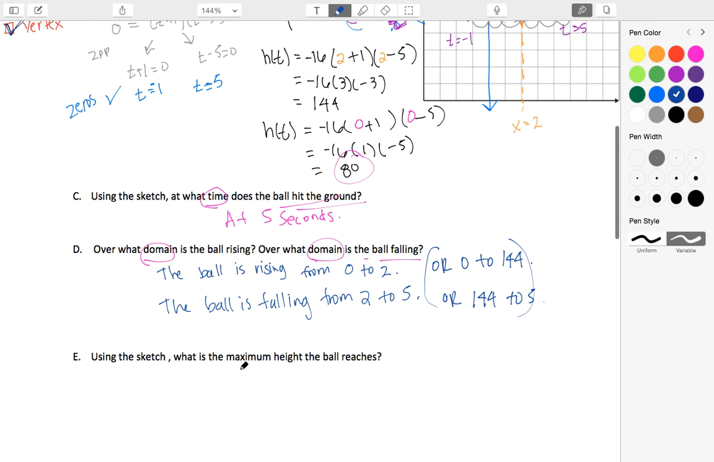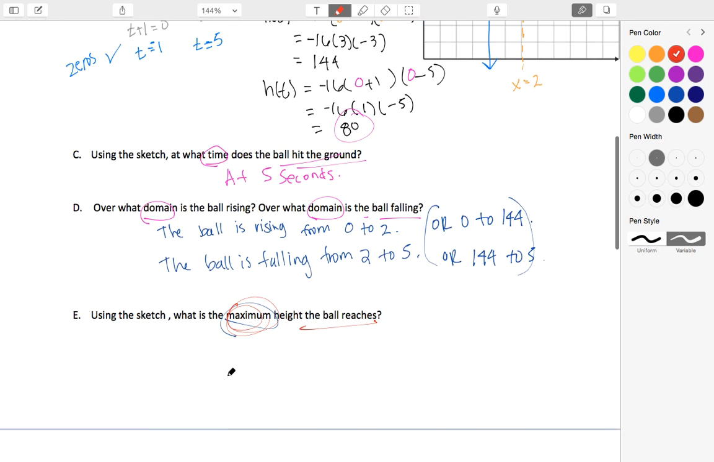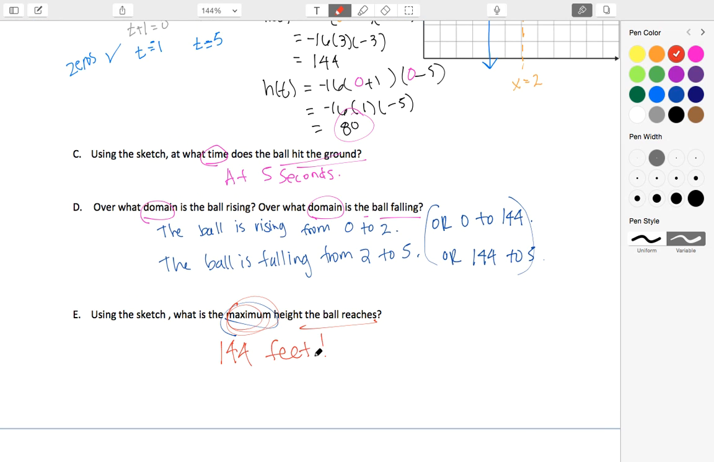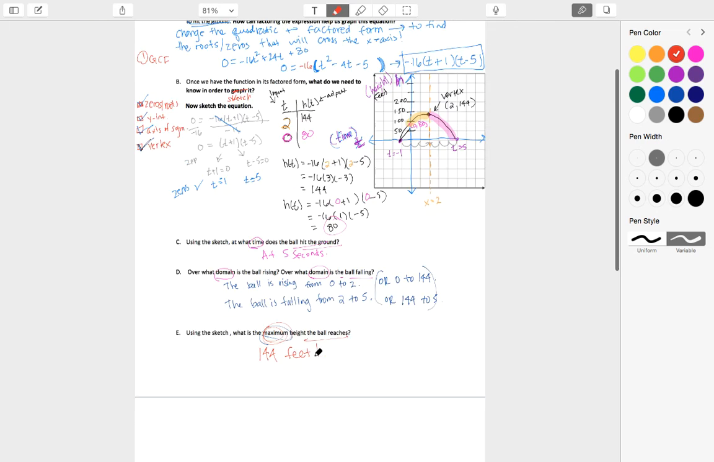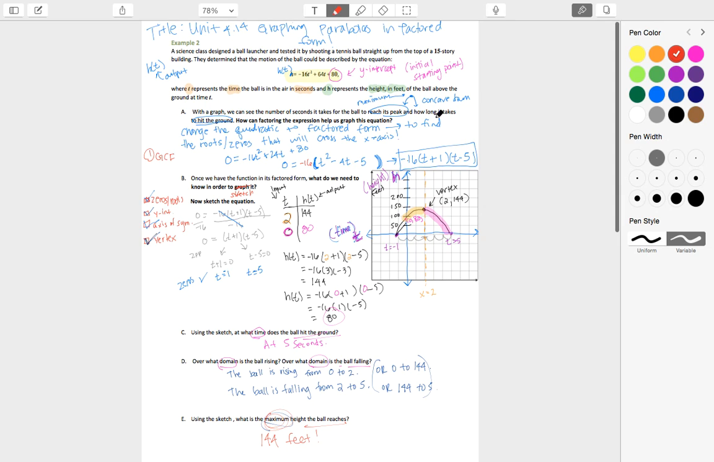Using the sketch, what is the maximum height the ball reaches? Well, the maximum height is where the vertex is. At 2 seconds, we already said, the height is at 144 feet. So right here we can say at 144 feet. All right, that's it. Like I said, the remaining questions are pretty easy to find, but it's understanding all of this piece, A and B, that's pretty hard. But it's not so bad. It's everything that you've learned, just all condensed into one problem.